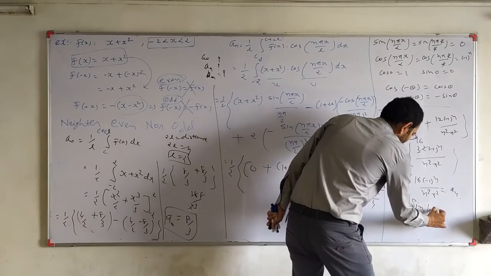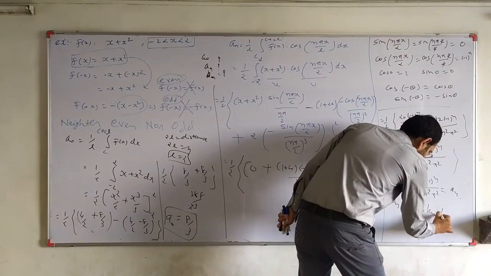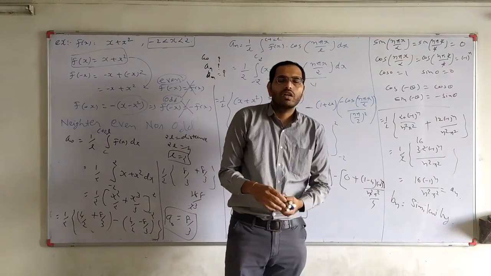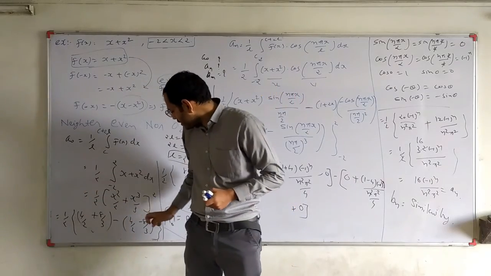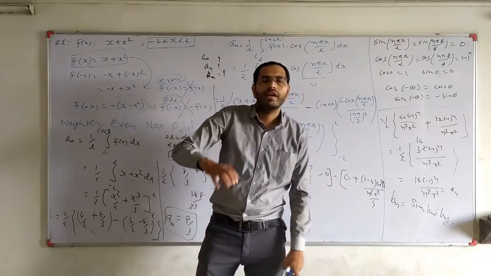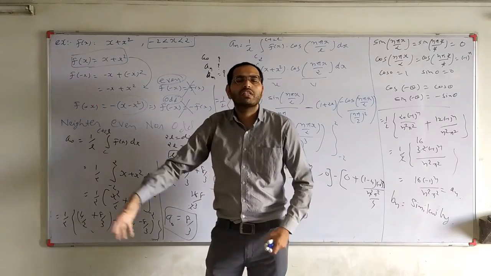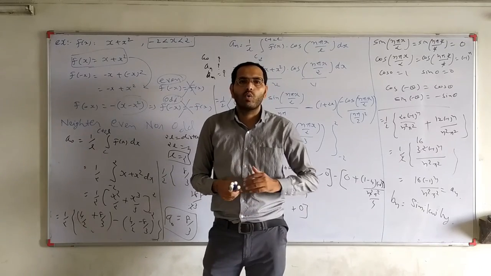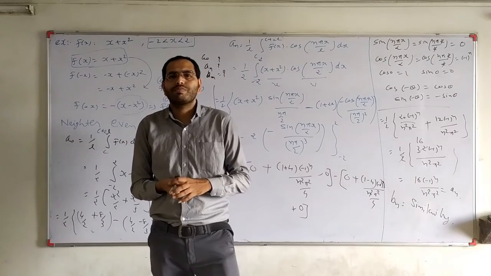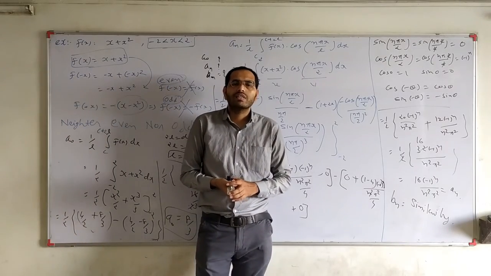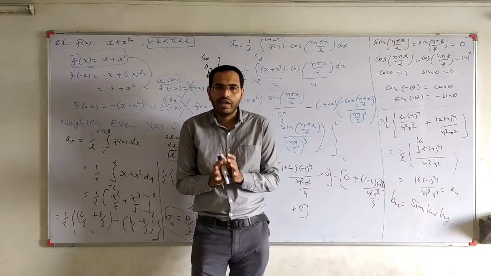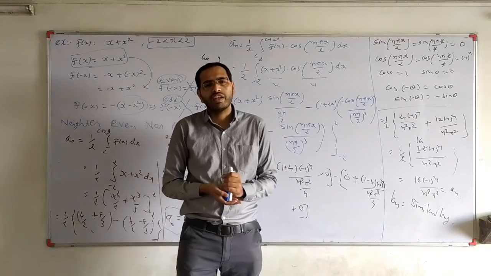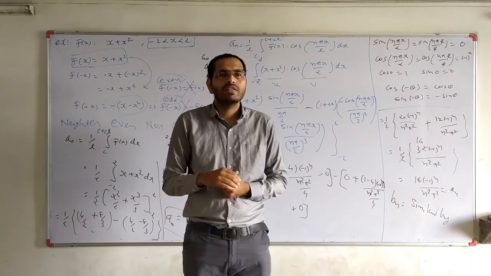Similarly, you can find the value of bn and just substitute the values of a0, an and bn in our formula, which is f of x equal to a0 by 2 plus summation n equal to 1 to infinity of an cos n pi x by L plus bn sin n pi x by L. In this formula, we just substitute the values of a0, an, bn and the value of n. That is our Fourier series.